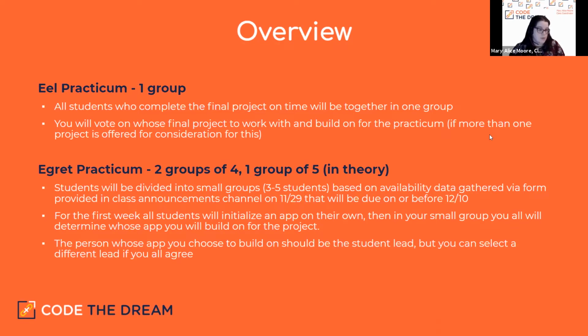We'll probably have 2 groups of 4 and 1 group of 5 in theory, but those numbers could change based on when people complete and whether or not people want to participate in the practicum. So those numbers might change. But regardless, students will be divided into small groups of 3 to 5 students based on your availability.